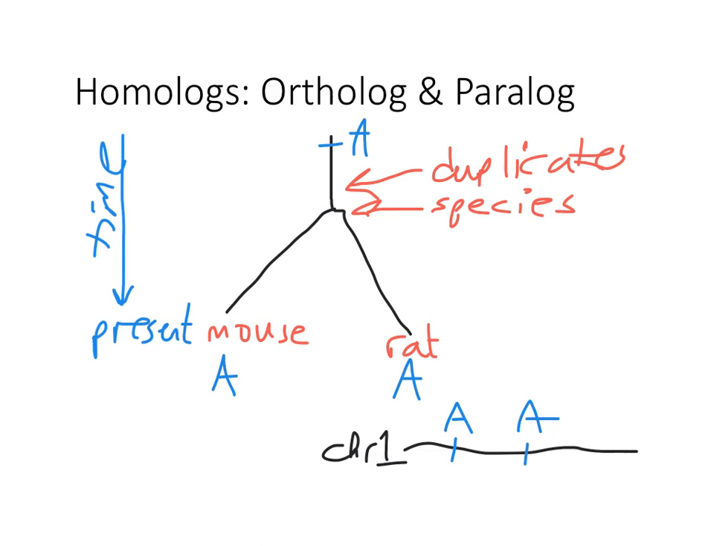So now there are 2 copies of gene A. How are we going to keep track of the 2 copies? We need some nomenclature. We can't call them both A because they're 2 different genes. So what do you want to call them? A prime. Okay, A and A prime? Yeah. Okay. So we've got gene A and we've got gene A prime.